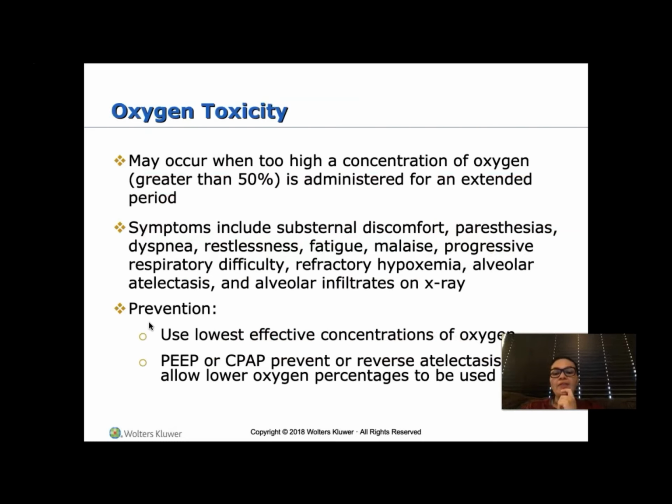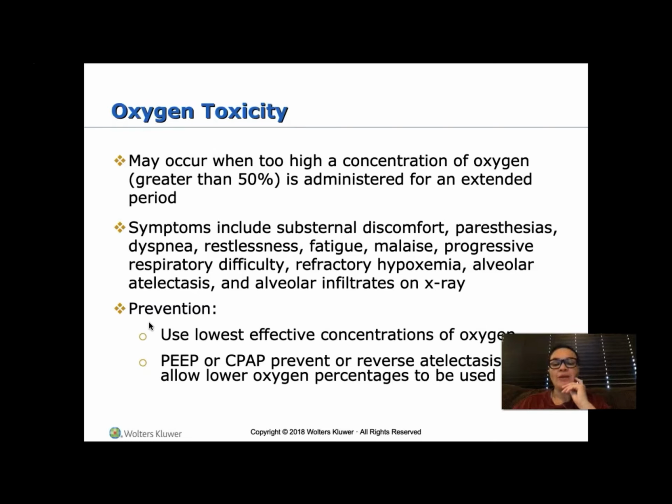All right. Oxygen toxicity may occur when too high concentrations of oxygen, greater than 50%, are administered. So this can be that fine line of us administering oxygen. Oxygen is not necessarily the solution to everything. This could also be the concentration. If we're not paying attention and give too high of a concentration, remember, too much of anything is bad, we can actually cause some serious tissue damage and lung damage to a patient. Again, as we get into mechanical ventilation, we control the patient's breathing and the patient's tissue perfusion. So please keep that in mind.